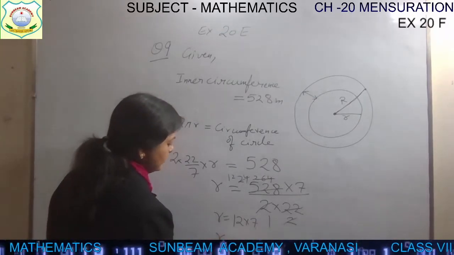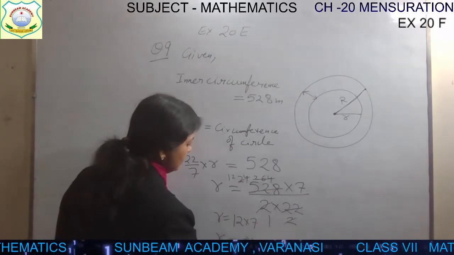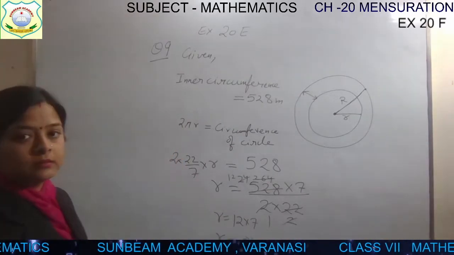So the first radius, okay, this will be in meter. The first one is, okay, it's not visible.